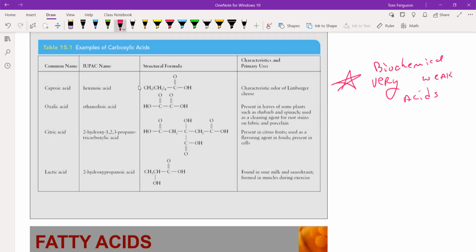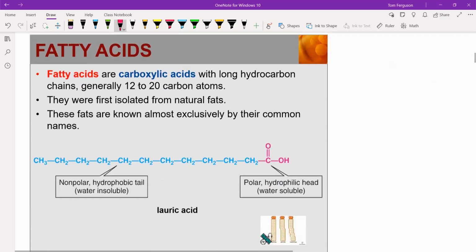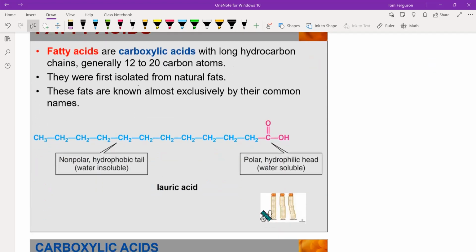biochemical acids are very weak acids. They're not strong, except for one exception. That's hydrochloric acid in your stomach. Other than that, the acids are all very, very weak. And there's two kind of areas we're going to be talking about quite a bit in this unit or subunit. That's super long acids, organic acids. Those are called fatty acids.